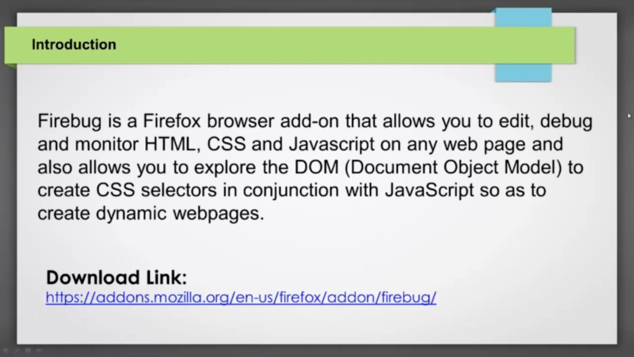Firebug is a Firefox browser add-on that allows us to edit, debug and monitor HTML, cascading style sheets and JavaScript on any web page. It also allows us to explore the document object model to create CSS selectors in conjunction with JavaScript so as to create dynamic web pages. The download link for this add-on is given here, but you can even Google search online. It's just a Google search away.